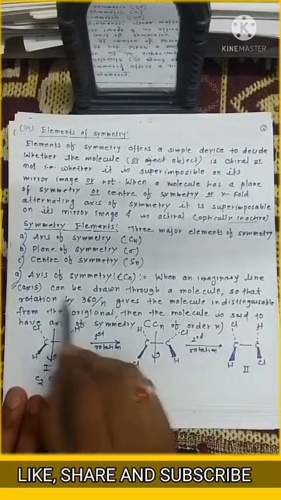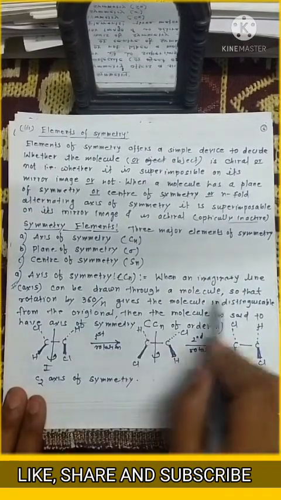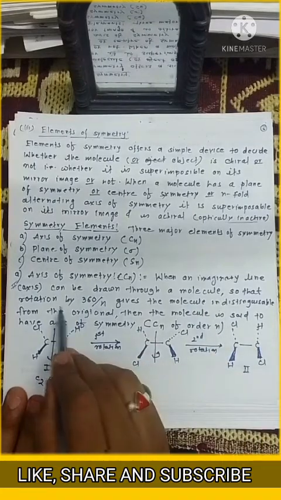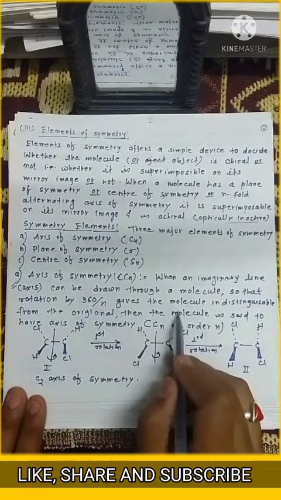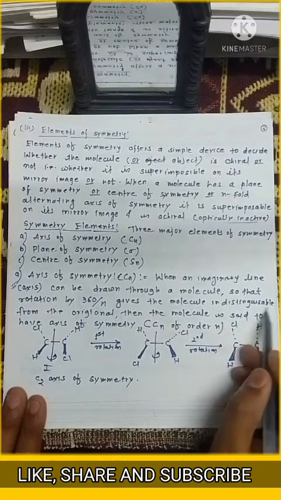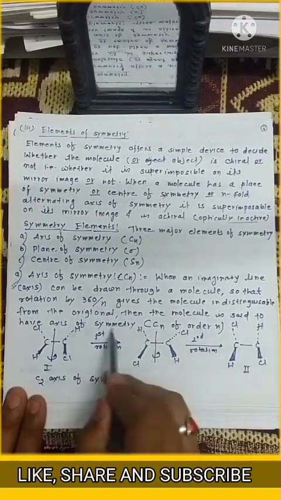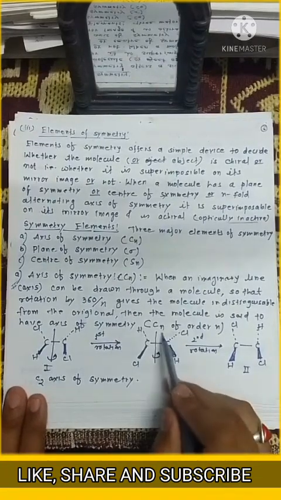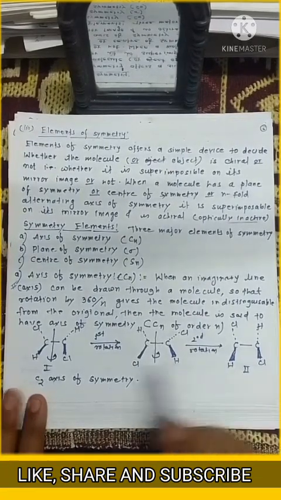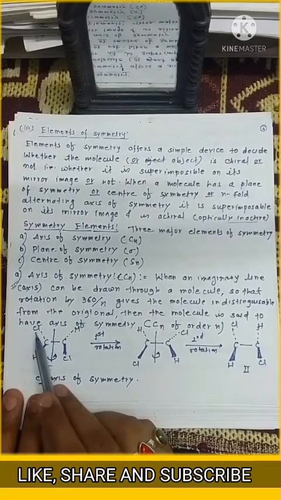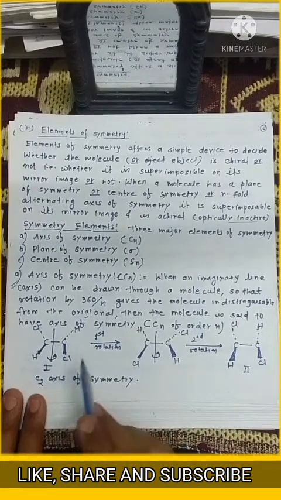When an imaginary line or axis can be drawn through a molecule so that rotation by 360 by n gives the molecule indistinguishable from its original, then the molecule is said to have axis of symmetry, that is Cn, order of n. Just see this molecule.